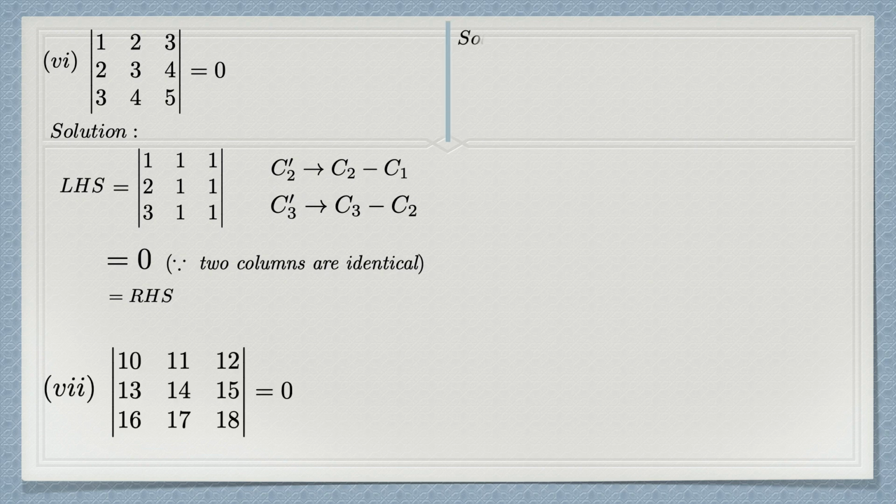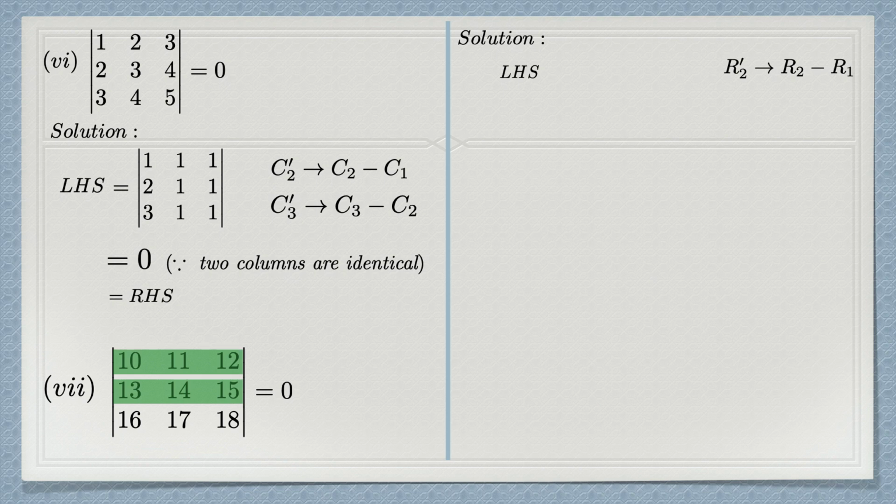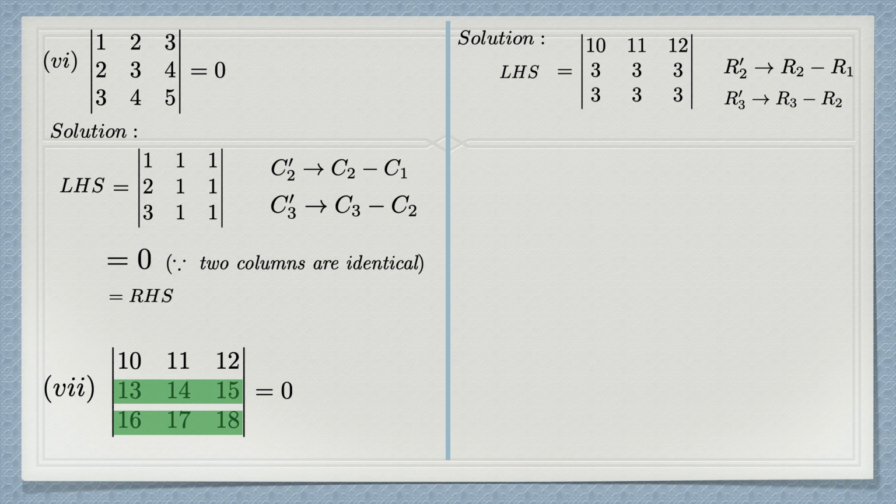Seventh problem. Solution. Left hand side equal to, again we'll check whether we can subtract any term. We can do it row wise or column wise. R2 minus R1, and we'll take R3 minus R2. By subtracting, we get that the two rows are identical. Since the two rows are identical, the determinant value is 0.